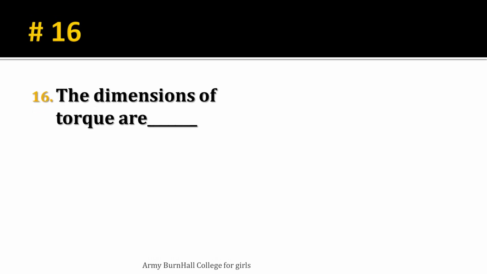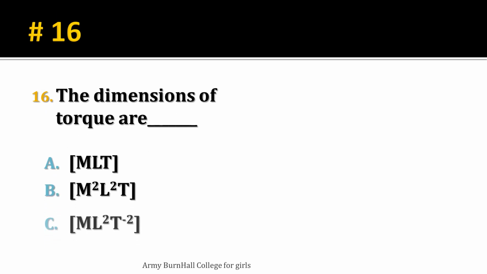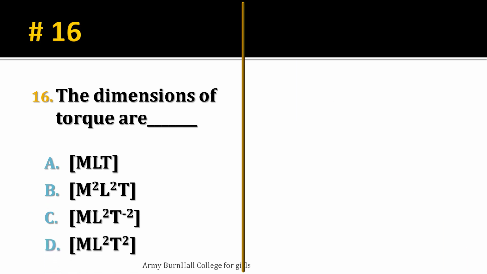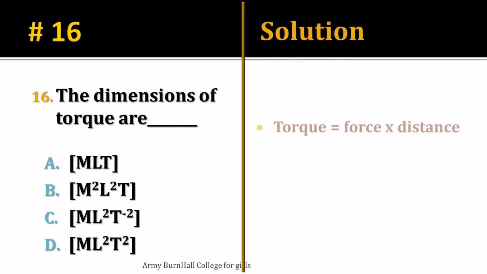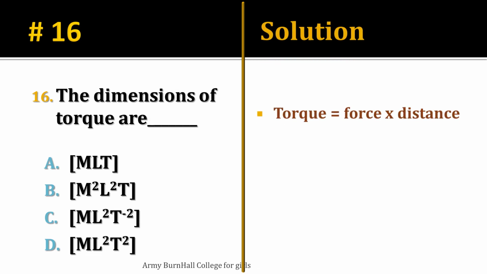Number 16, the dimensions of torque are A m l t, B m square l square t, C m l square t raised to power minus 2, or D m l square t square. So we will solve it simply by using the formula of torque is equal to force into distance.